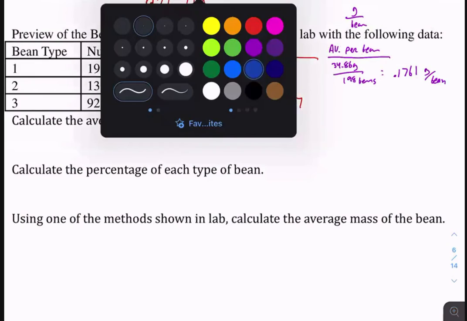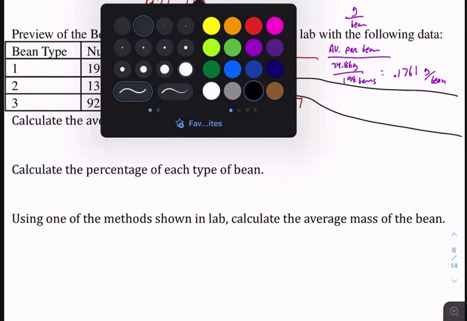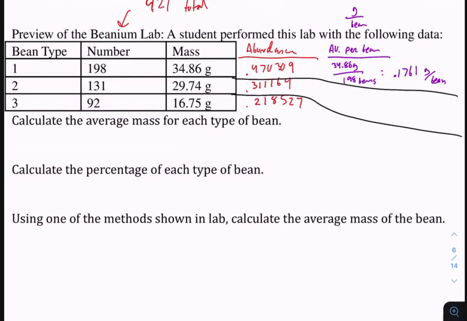Okay? For the second variety, I'm going to have to draw on some lines here because I'm already stretching this out a little bit. Okay, for the second one, our mass is 29.74 grams over 131 beans. So the average for that category is 0.2270 grams per bean.